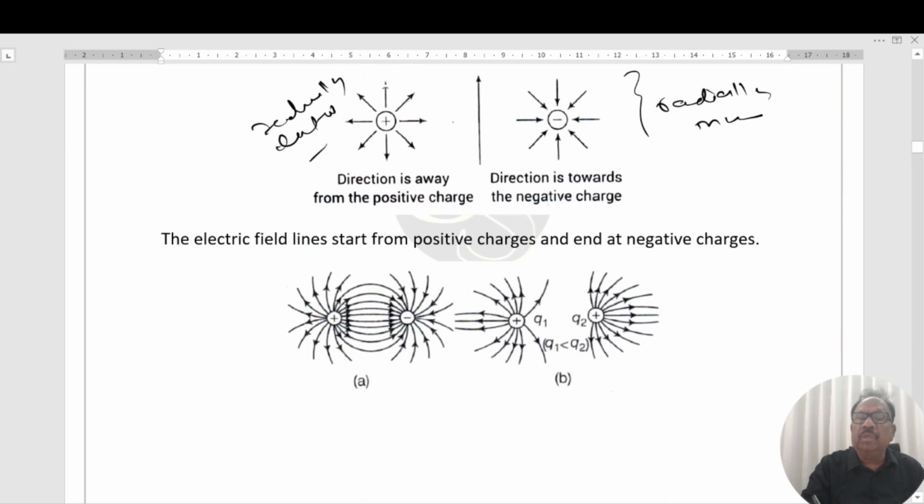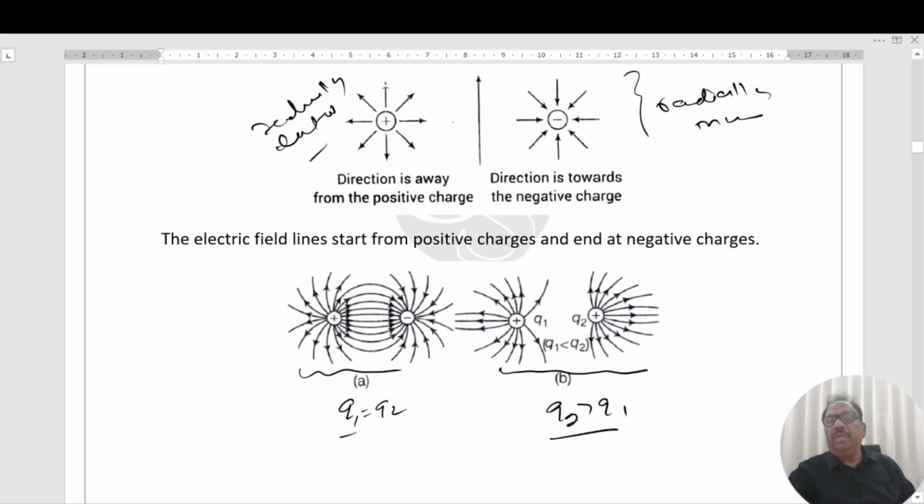In this case, the charges are the same: Q1 equals Q2, both positive charges. In this case, Q2 is greater than Q1. So in this case, it is denser. In this case, equal density is there. In this case, you can observe the difference of densities, right?